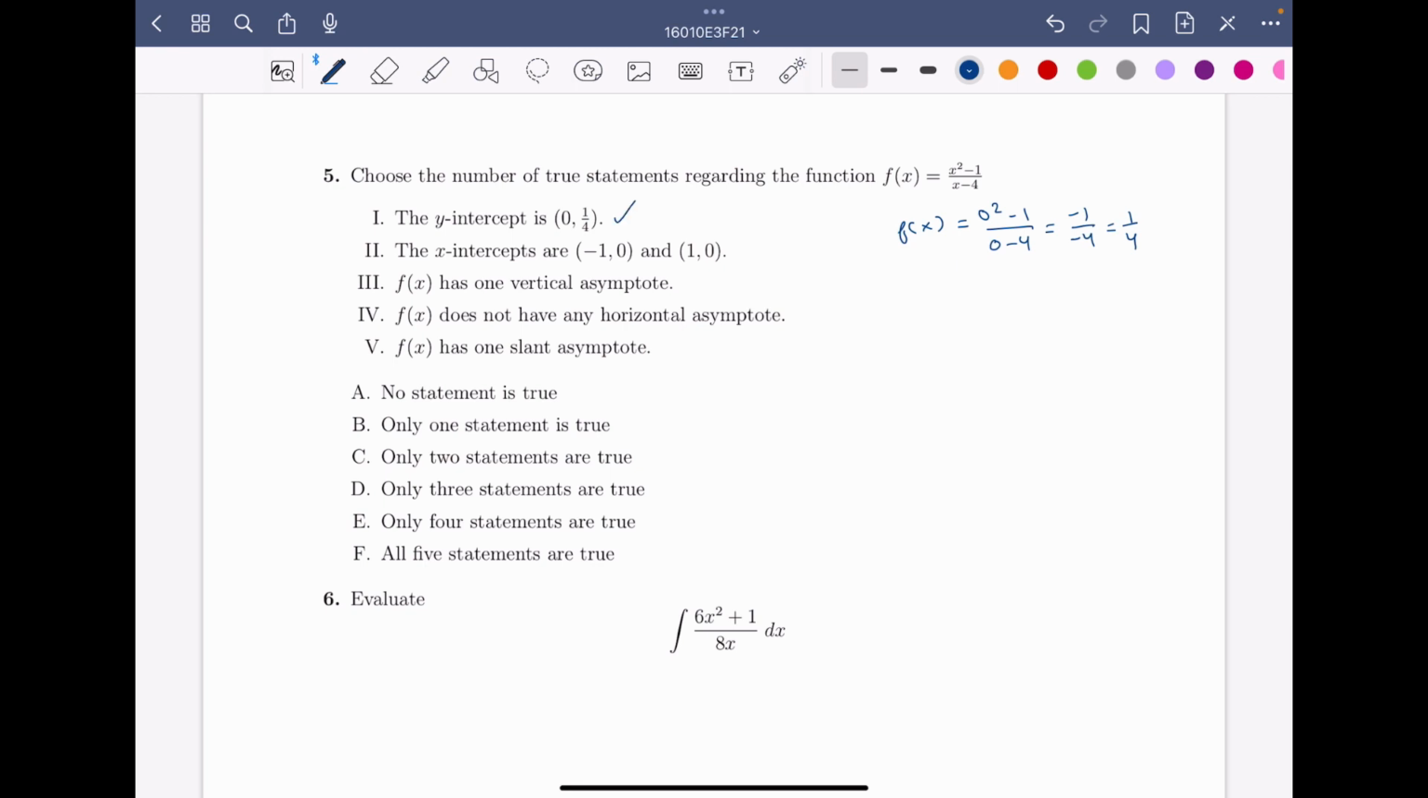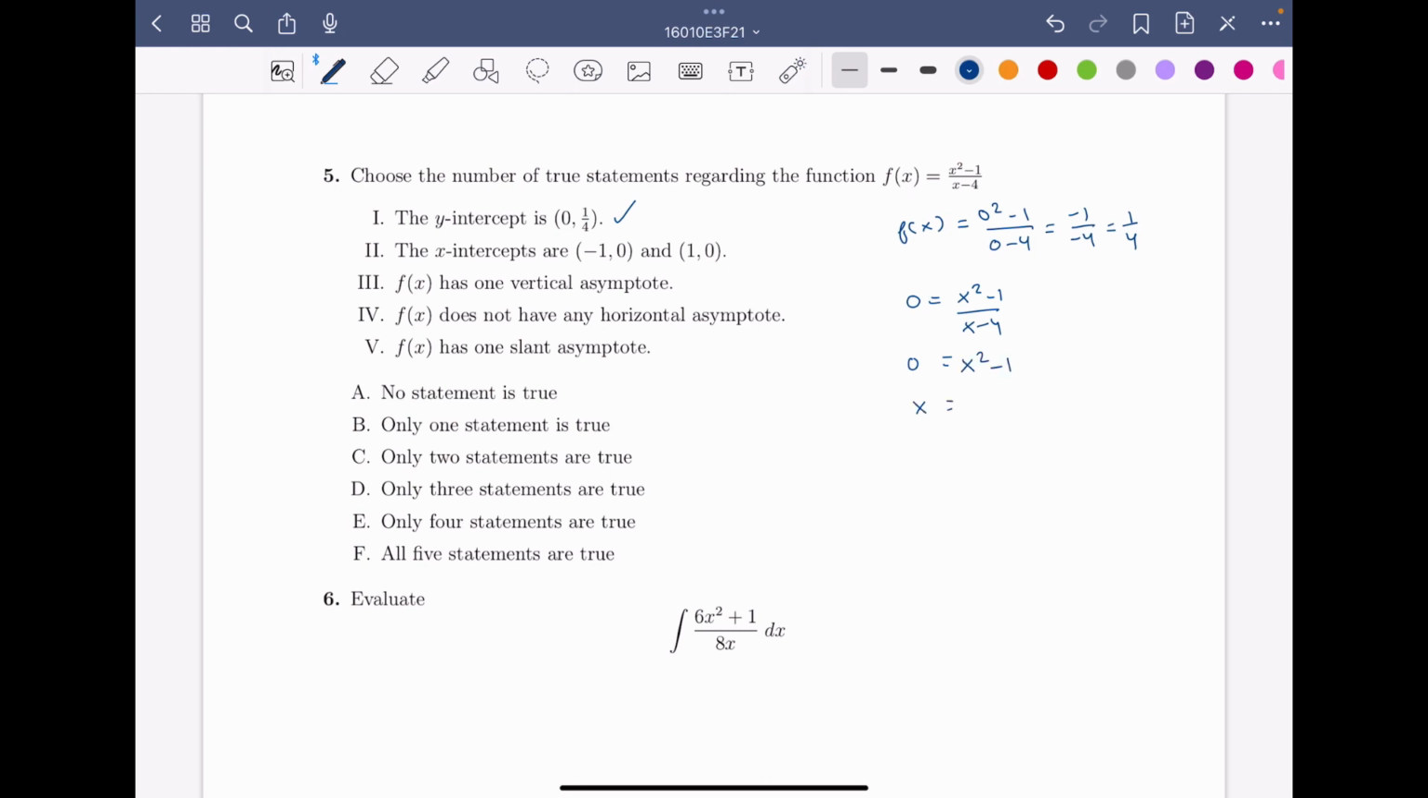So this is true because y equals 1/4. Number 2, the x-intercepts are (-1, 0) and (1, 0). For this one, we can plug in 0 for y because x-intercepts occur where y equals 0. So 0 equals (x squared minus 1) over (x minus 4). If we multiply x minus 4 to the other side, we get 0 equals x squared minus 1.